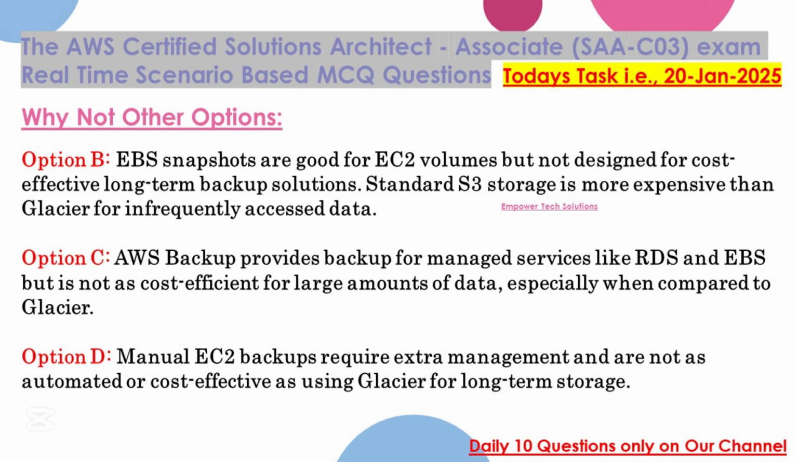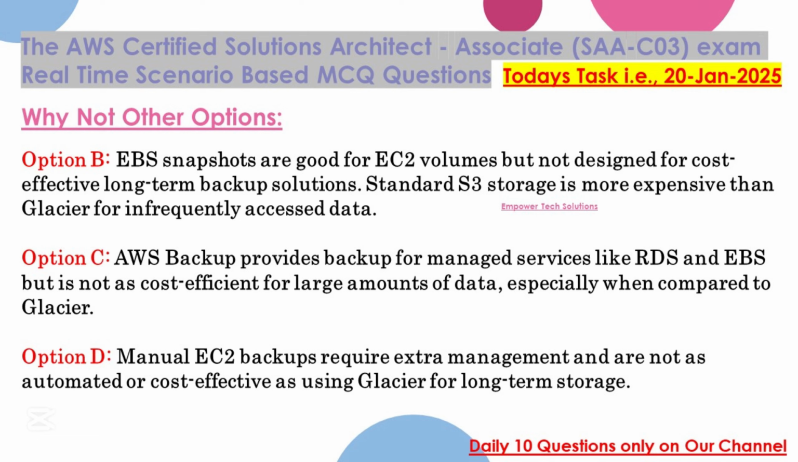Option C, AWS Backup provides backup for managed services like RDS and EBS, but is not as cost-efficient for large amounts of data, especially when compared to Glacier. Option D, manual EC2 backups require extra management and are not as automated or cost-effective as using Glacier for long-term storage.